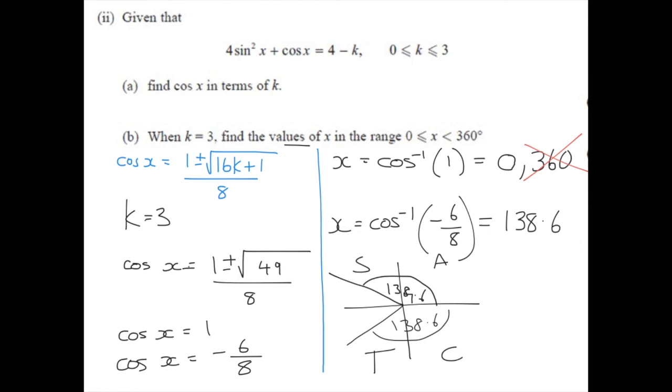So finding our solutions, we're going to get one solution here, from 0 to this line here, which is 138.6, which we already know, we've written that one down already. And the other solution, starting from 0, going across to this line here, is going to be 360 minus 138.6, giving us another solution of 221.4, which means the values that they want are 0, 138.6, and 221.4.